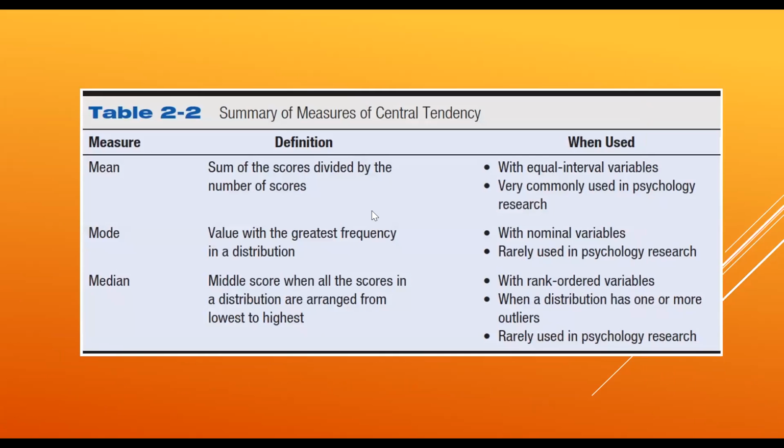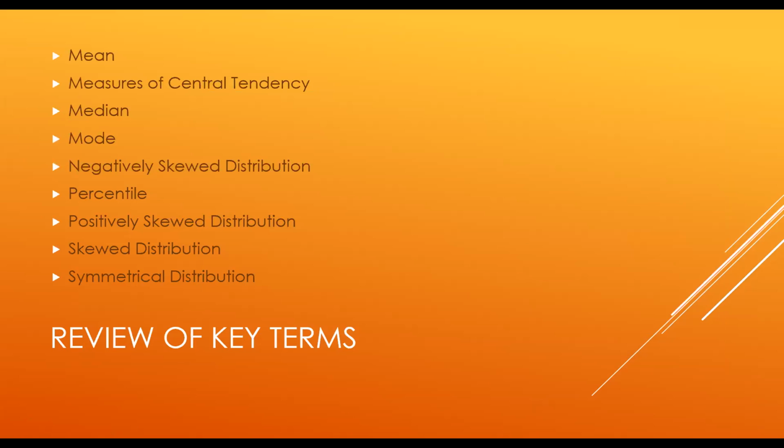All right, this is a quick summary. The mean is the sum of the scores divided by the number of scores. This is your numerical average. The mode is the value with the greatest frequency within a given distribution. And lastly, the median is the exact middle score when all the scores of a distribution are arranged from lowest to highest. You would use the mean with equal interval variables, like ratio and interval. You would use the mode with nominal variables, and the median with some sort of rank order variable, especially when you have outliers. The mean is the most common one. These are some key terms to keep in mind for this chapter.